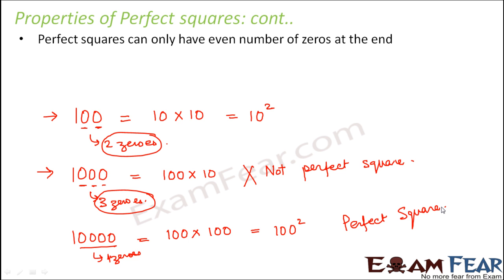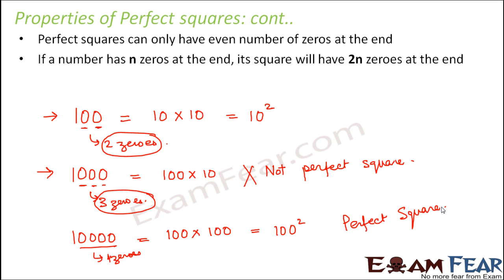So in this fashion, if you are given any random number, just by counting the zeros at the end, you can tell whether that number would be a perfect square or not. So you do not even need to find its factors or find out which number's square it is. Just by looking at the number of zeros, you can decide if that number would be a perfect square or not.